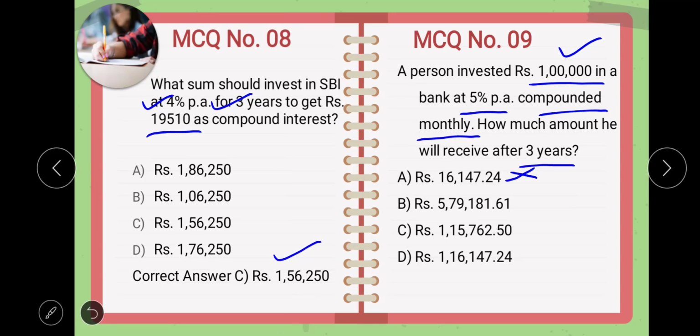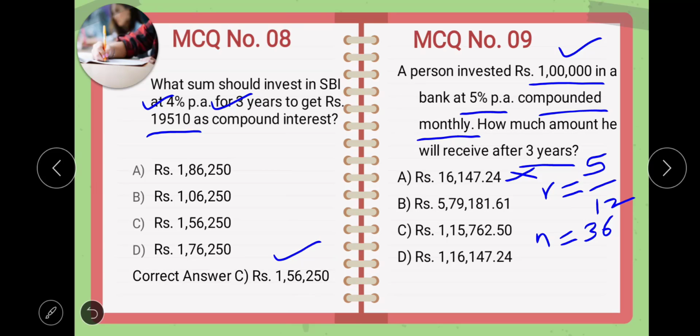Here R is 5% per annum, so you have to take the rate of interest per month. R is equal to 5 divided by 12, which is 0.4167. And N is the number of periods, so N is equal to 12 multiplied by 3 years, so it will be 36. By using these values of R and N, you can calculate the amount.